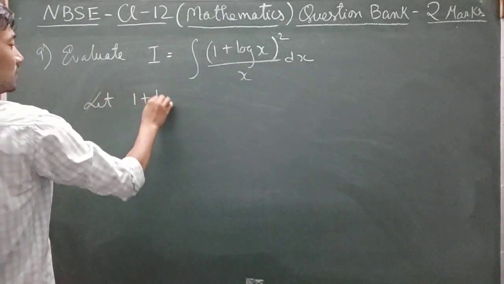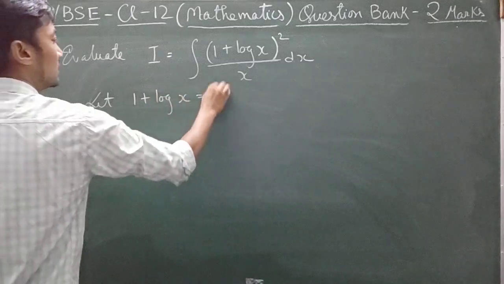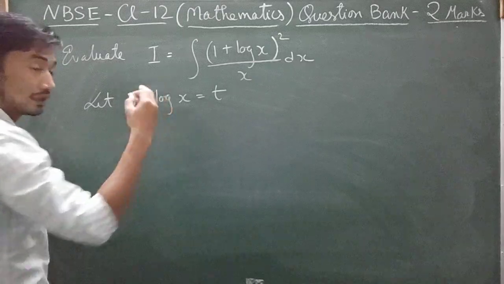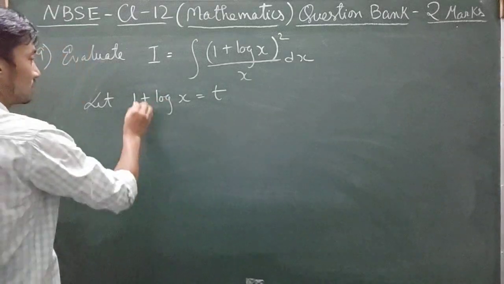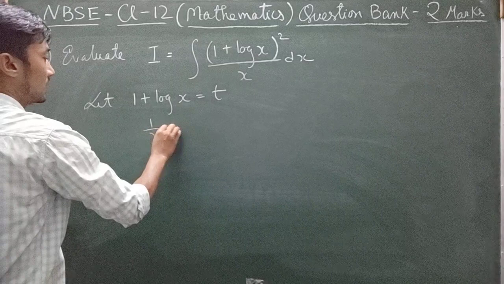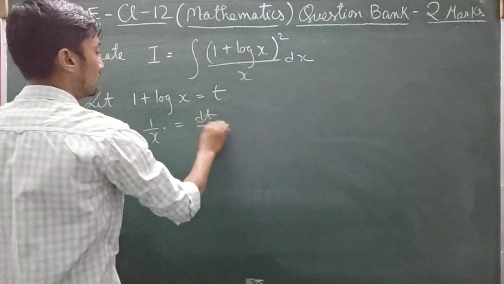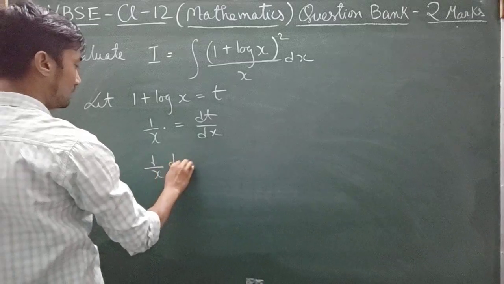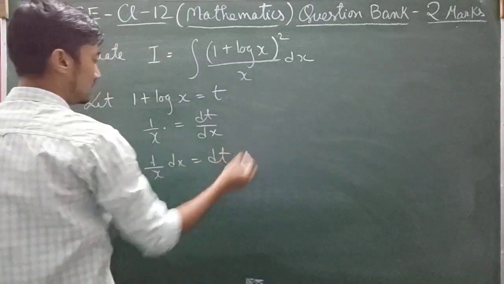That is, let 1 plus log x be equal to t. So now after that, differentiating both sides with respect to x. So that's going to be 0 plus 1 by x will be dt upon dx. So that means 1 by x into dx would be dt.